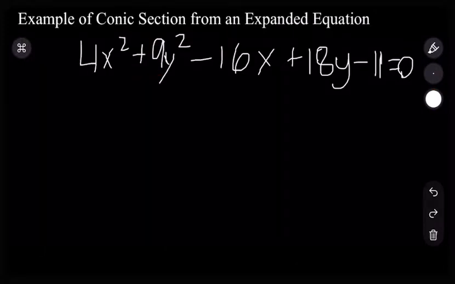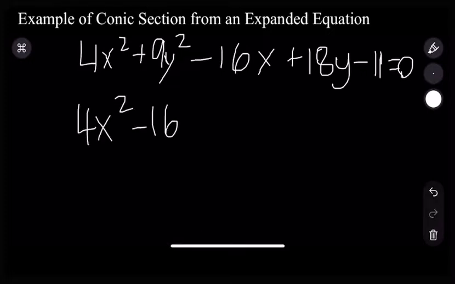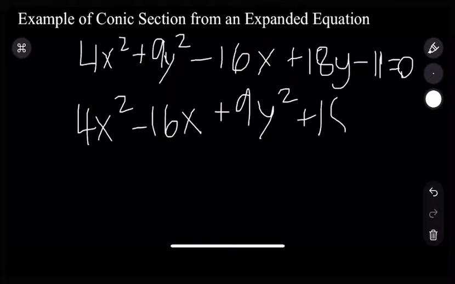Here's an example. To turn this expanded equation to standard form, we should first group our x's and y's to be able to create complete squares. We can move the negative 11 to the other side to make factoring easier.